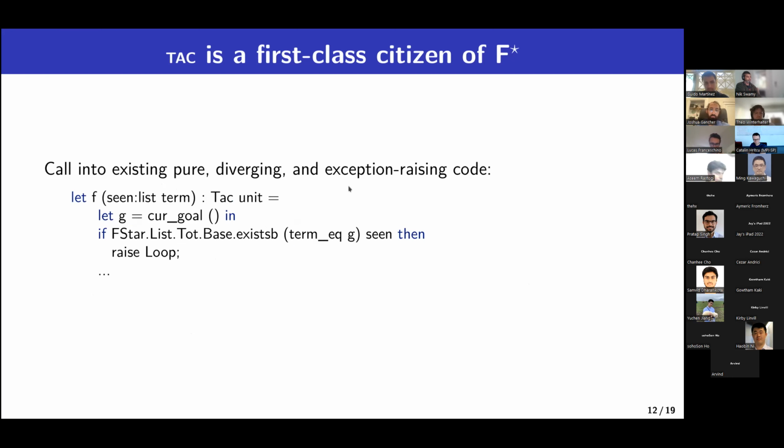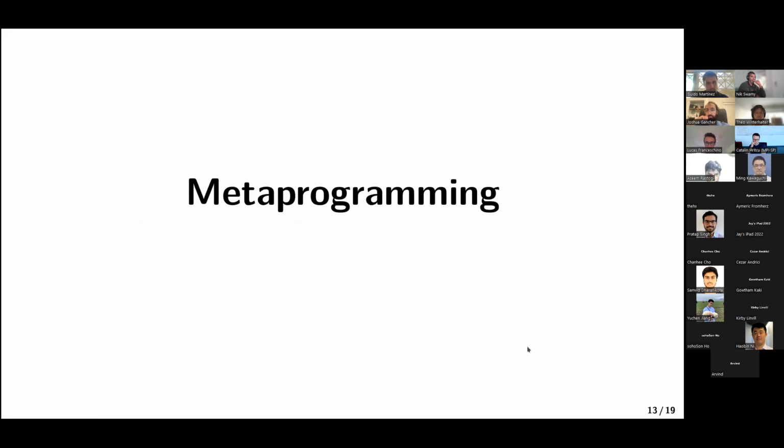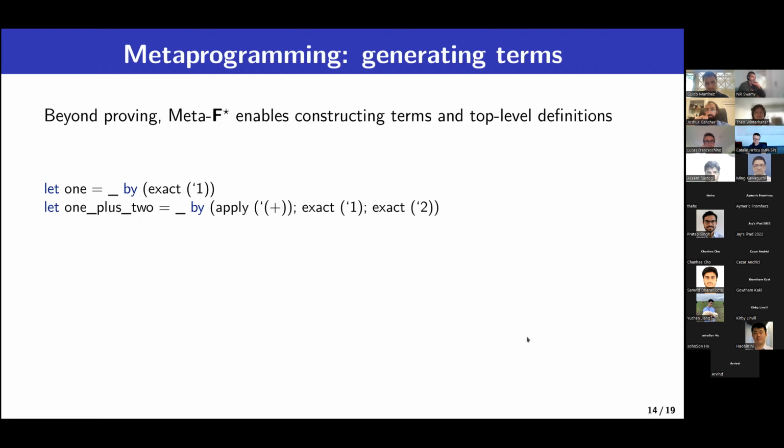And also you can use any existing F-star program that's pure, exceptions or divergence. You can already use them in meta F-star. So for instance, you can call into List.Tot.Base.existsb to traverse a list and do something with it. This is all legit. All of these effects are included in the Tac effect of meta F-star. So, okay, I'm going a bit fast. I'm going to show you some examples in a while. Sorry if your heads are going dizzy.